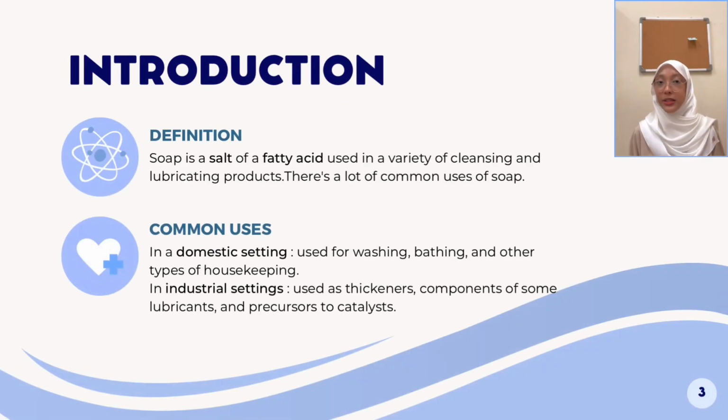So here in the introduction part, I'm going to tell you the definition of soap. Basically, soap is a salt of a fatty acid used in a variety of cleansing and lubricating products. As you might know, soap has been widely used all over the world. So there must be a lot of common uses of soap that you might know and didn't know, isn't it? So let me tell you, in a domestic setting, soap has been used for washing, bathing, and other types of housekeeping. Meanwhile, in industrial settings, soap has been used as thickeners, components of some lubricants, and precursors to catalysts.